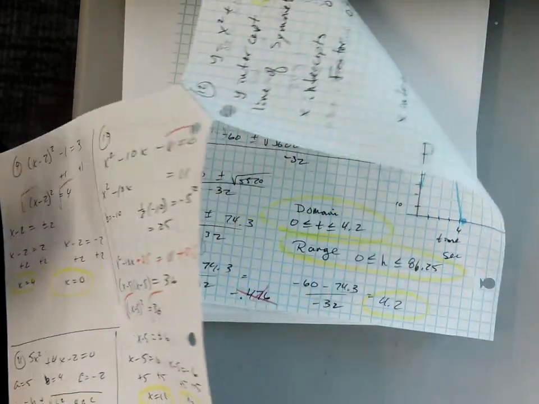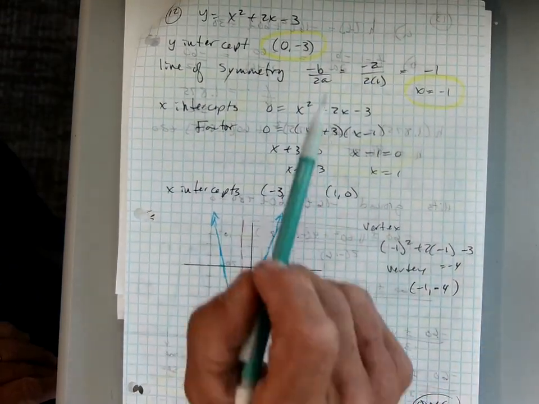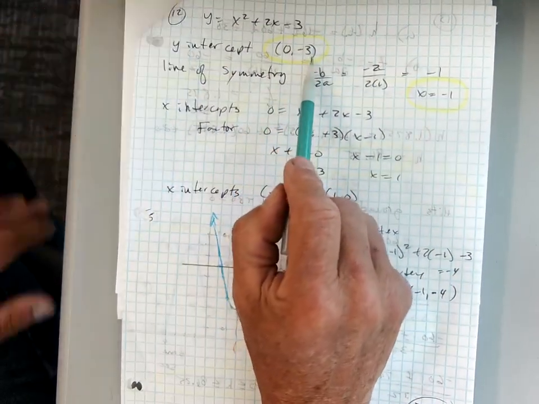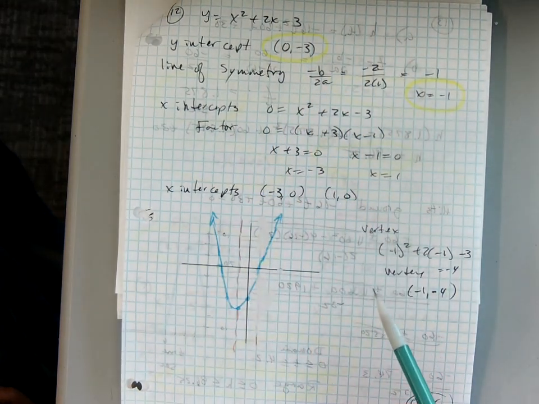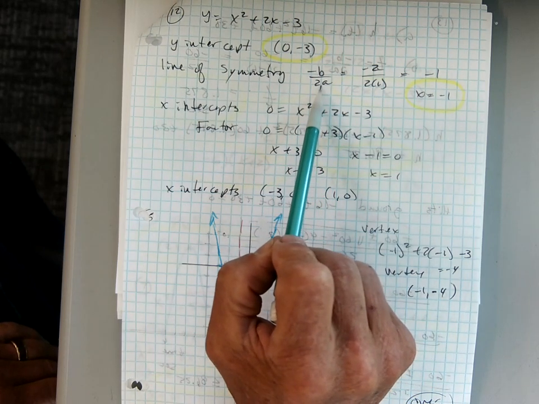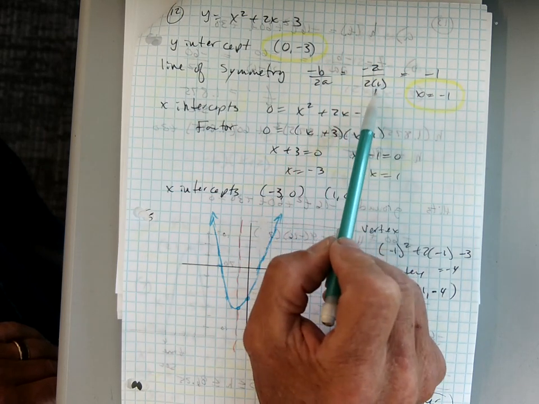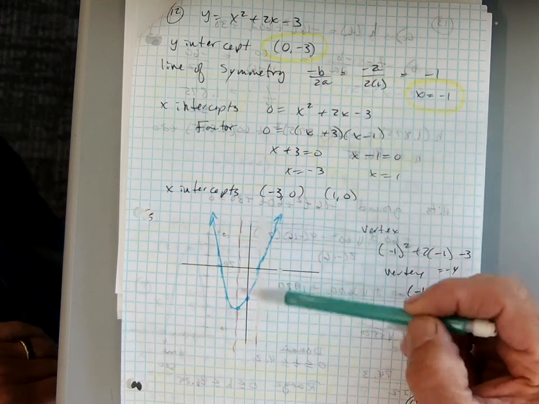Okay, turn the page. Now, all right, we got to graph this parabola. Let's see. First thing, the easy stuff. Y-intercept. There it is. 0, negative 3. I know that, so I put that point right there. And then what else do I know? Well, line of symmetry, I use my negative b over 2a. It's going to be negative 2 over 2 times 1, which is going to be negative 1. So I've got a line of symmetry at negative 1 right there.